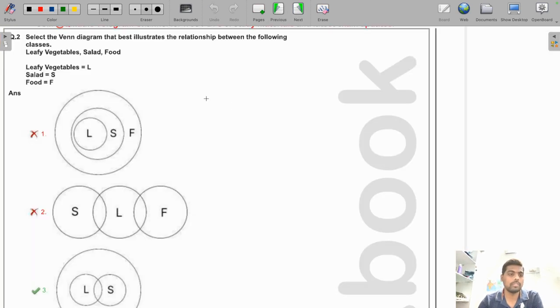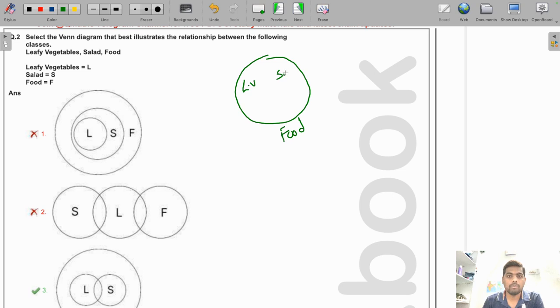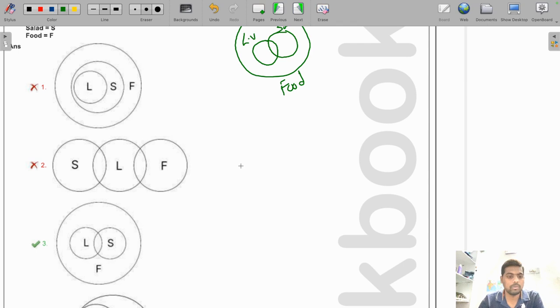Let us go to the next question. They are asking us to find the Venn diagram corresponding to the given things, that is leafy vegetables, salad and food. As we know, in food both of these come, that is leafy vegetables and salad, but we need to find out how both are interrelated. Generally in salad we see leafy vegetables. So it will be something like this. Both will be in food, and some of the leafy vegetables will be salad.